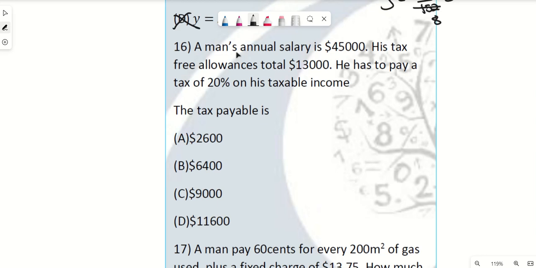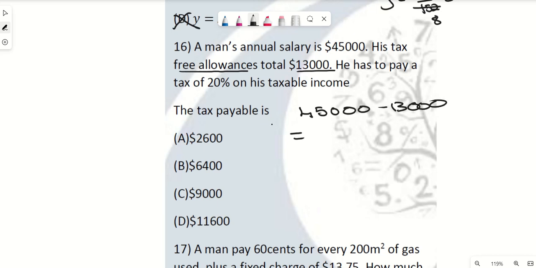This one, a man's annual salary is 45,000. His tax-free allowance is 13,000. He has to pay a tax of 20% on his taxable income. The tax payable is, first off, they said he has a free allowance of 13,000. So that's 45,000 minus 13,000, which is equal to 32,000. Right? That is how much he's being taxed on.